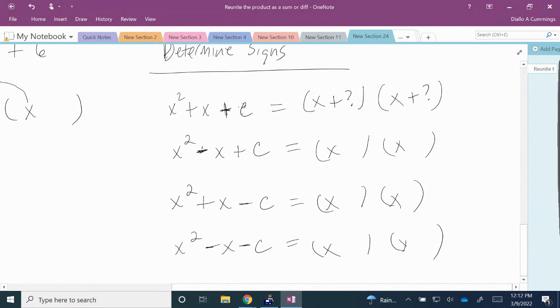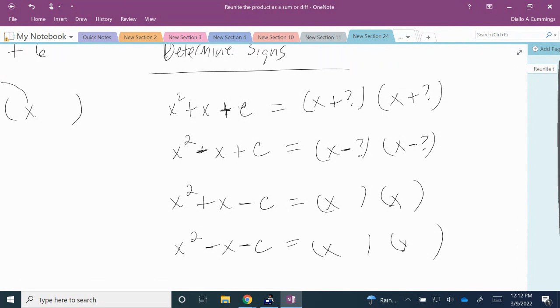If I look at the second scenario, my last term is positive, so that means that both of the numbers are going to have the same sign as the middle sign. Therefore, both of these numbers are negative. So in a nutshell, if your last term is positive, both of the numbers you're using are going to have the same sign as the middle term.